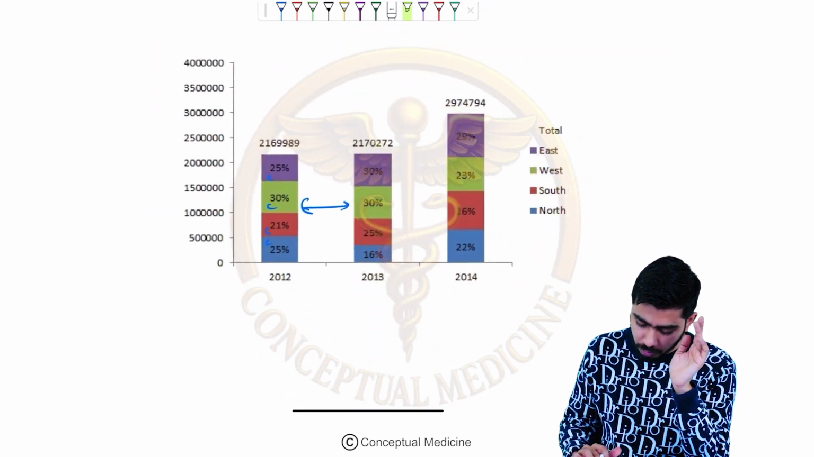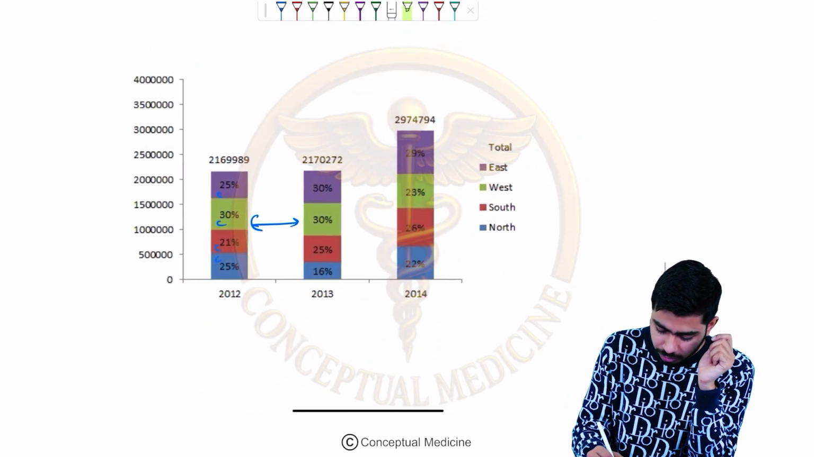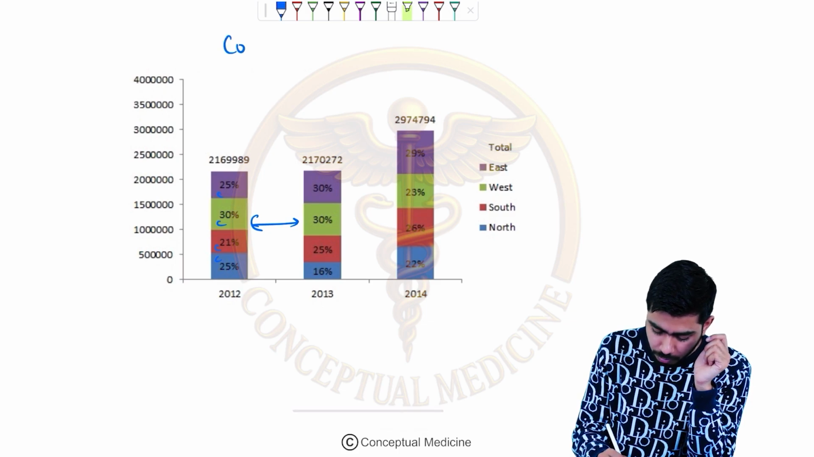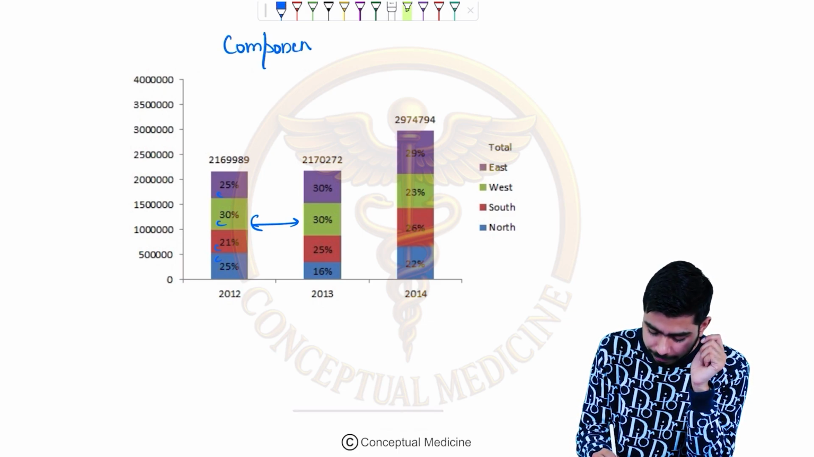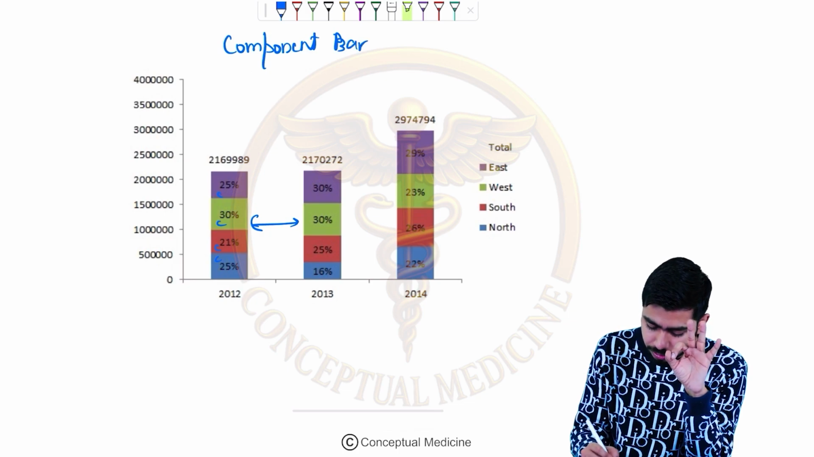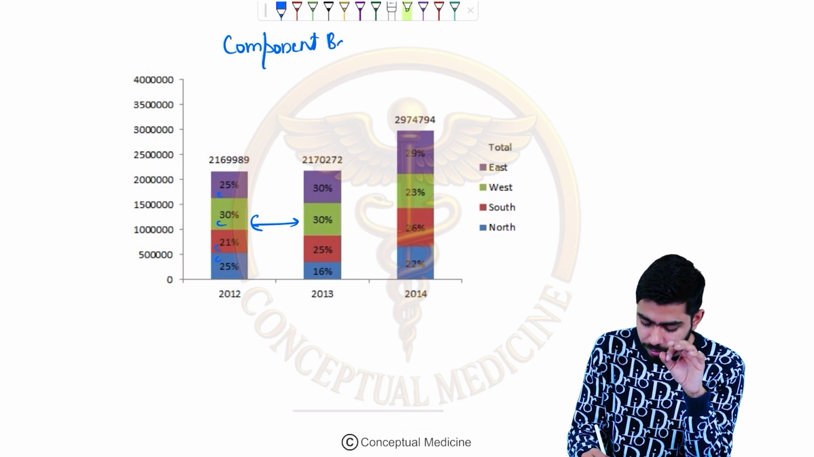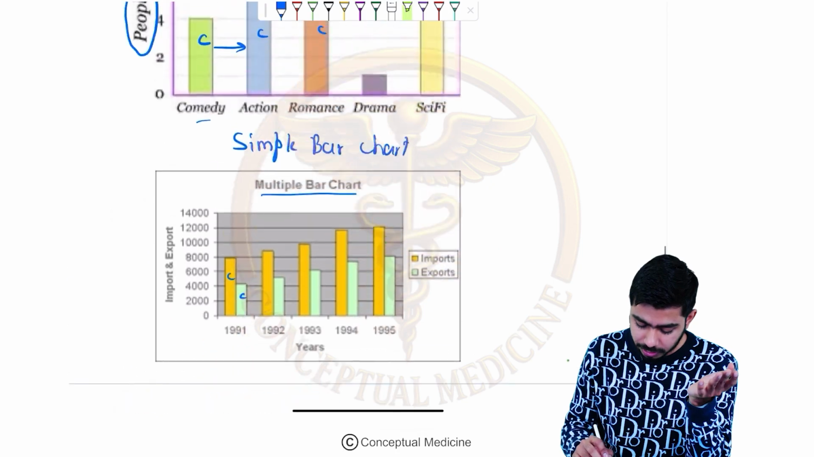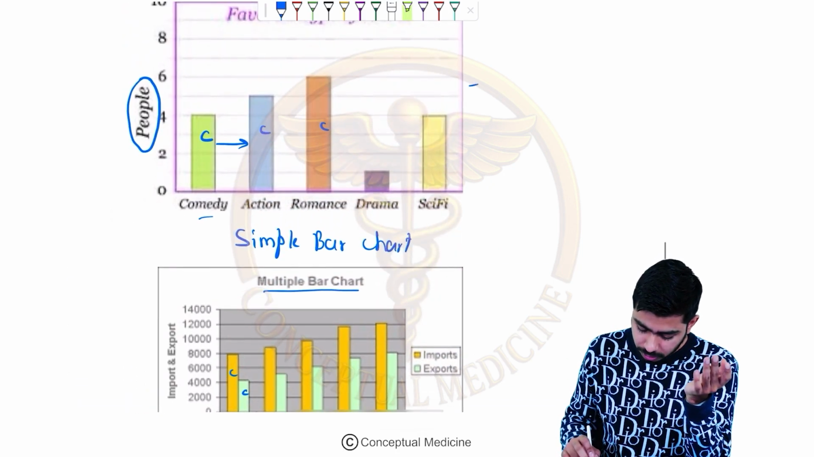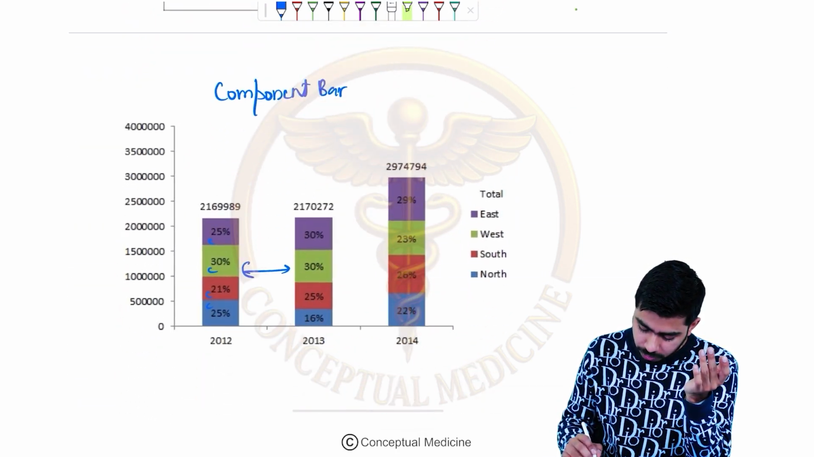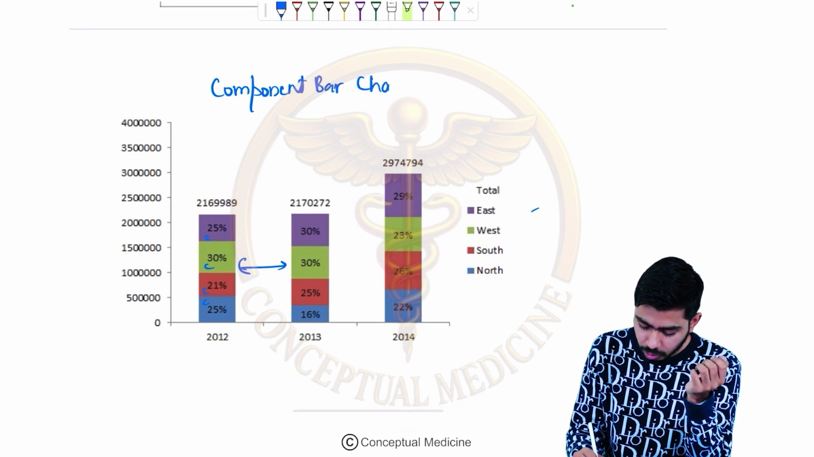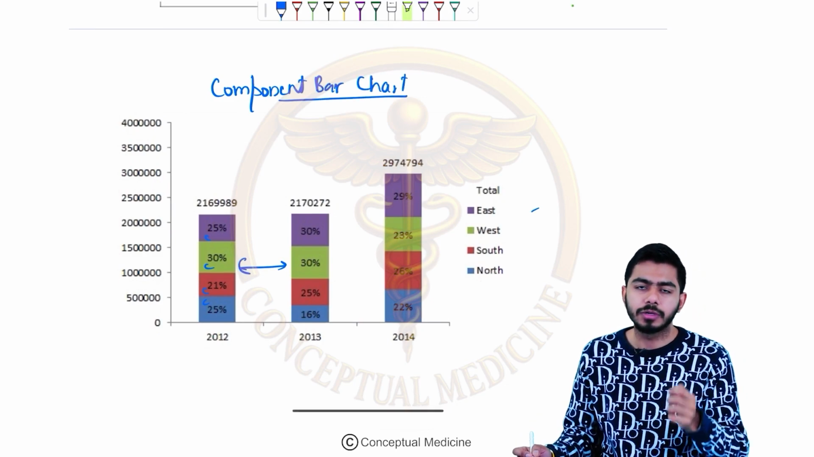Okay, so that is about the bar chart. And this bar chart is which bar chart? This is the component bar chart. So we have 3 bar charts, guys. One is the simple bar chart which I showed you over here. This is the multiple bar chart, and this one is the component bar chart or component bar graph. Whatever you want to call it.